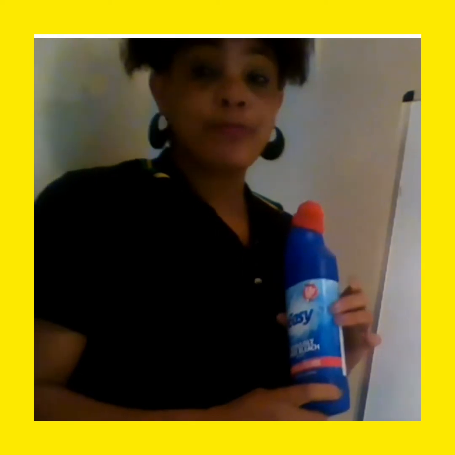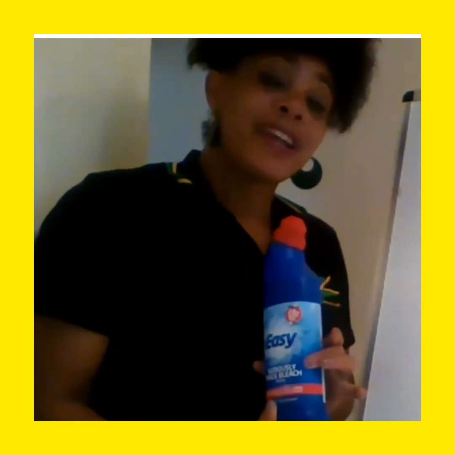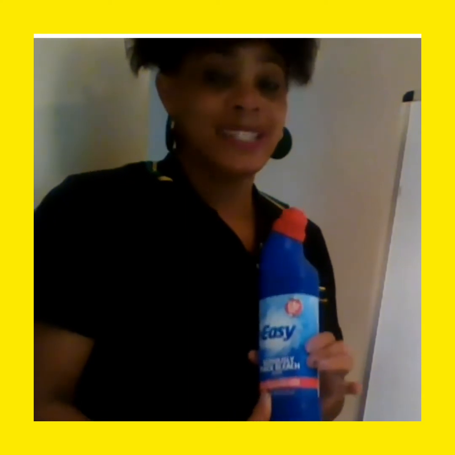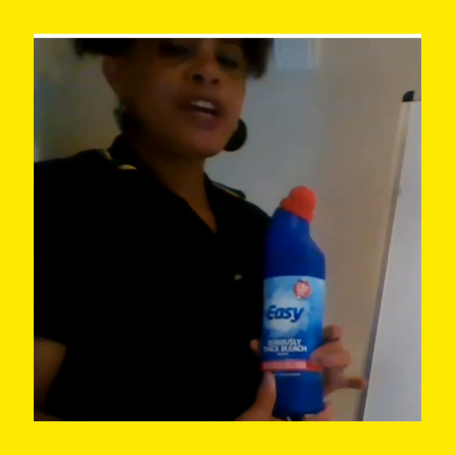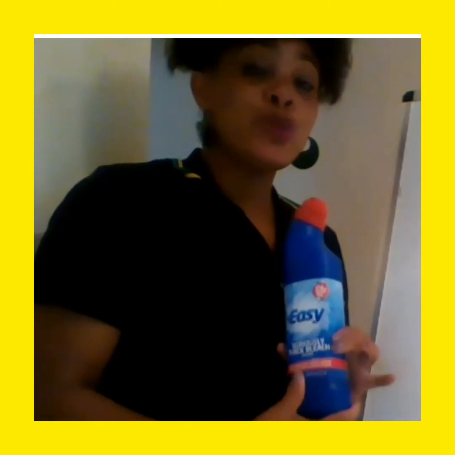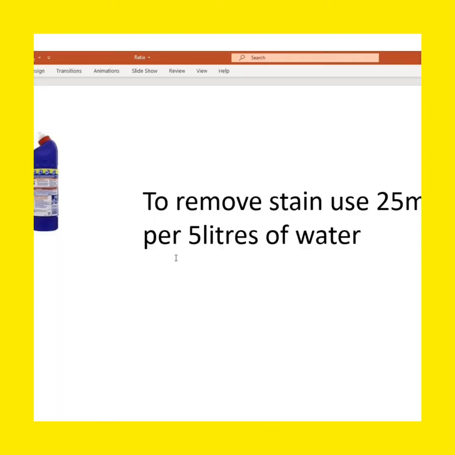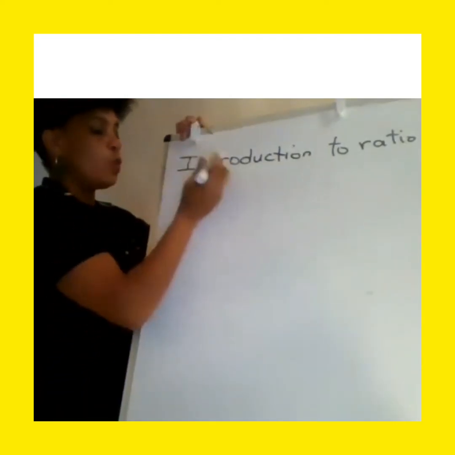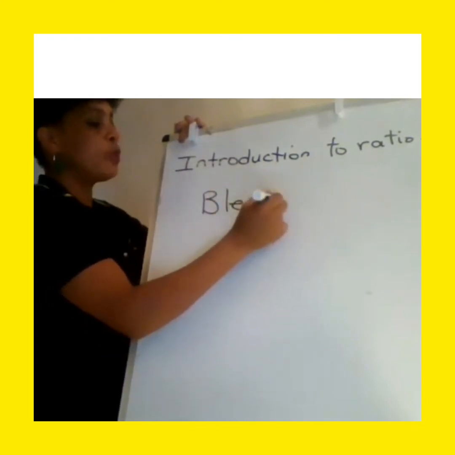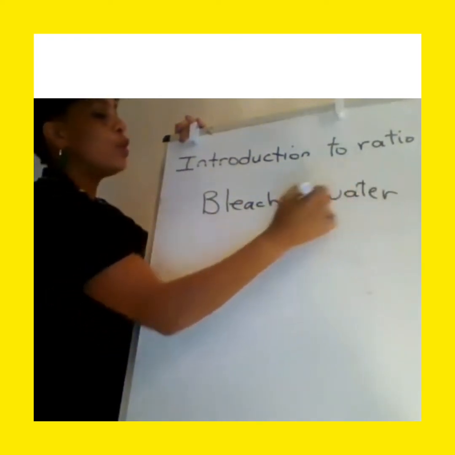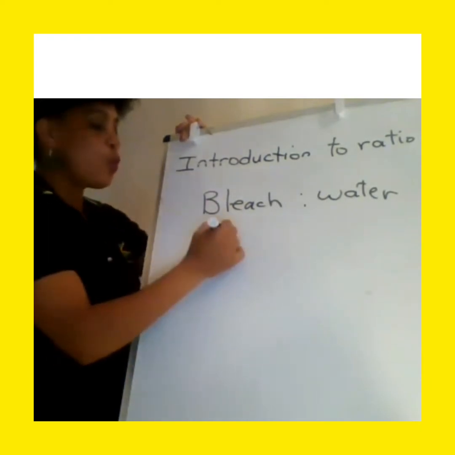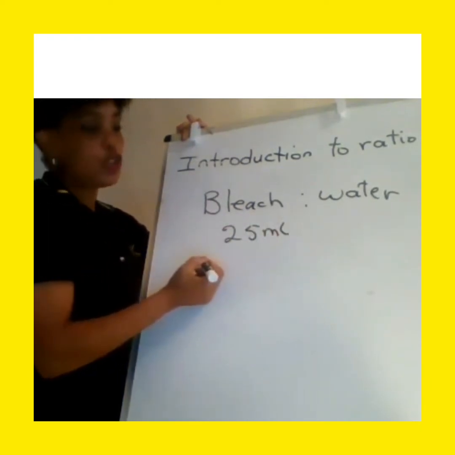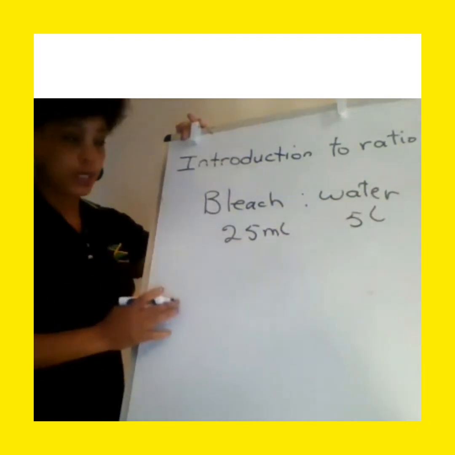Here I have a bottle of bleach. Now we know we can use bleach as a disinfectant, but we can also use it to remove stain. Here is the instruction about what we need to do to remove stain. The instruction for removing stain is 25 milliliters of bleach to 5 liters of water. Okay, so we're comparing bleach with water. So bleach to water. We want 25 milliliters of bleach to 5 liters of water.